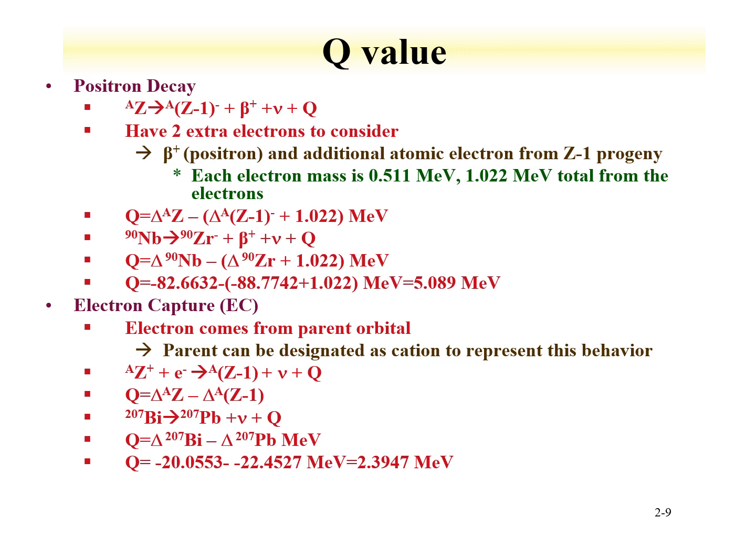We can do the same calculation for electron capture. In this case, the electron comes from the parent orbital. Parent can be designated as a cation to represent this behavior. So we have a parent here that takes an electron, then a proton is converted into a neutron. A neutrino is emitted. So from this, the Q value is just equal to, well, this gets neutralized, so we don't have to worry about electron mass.